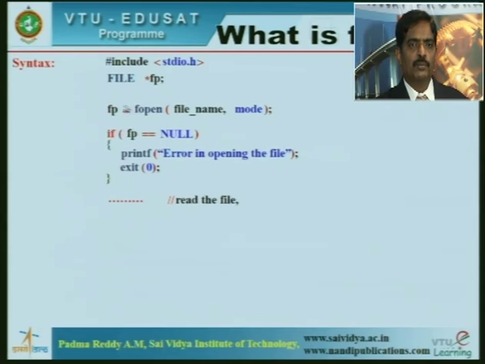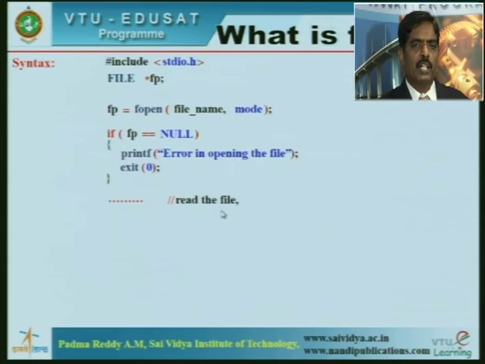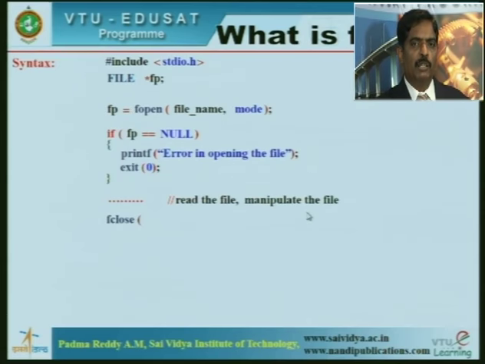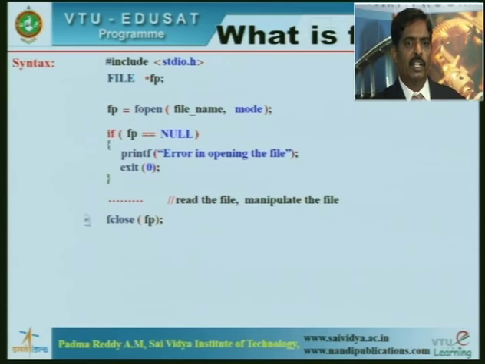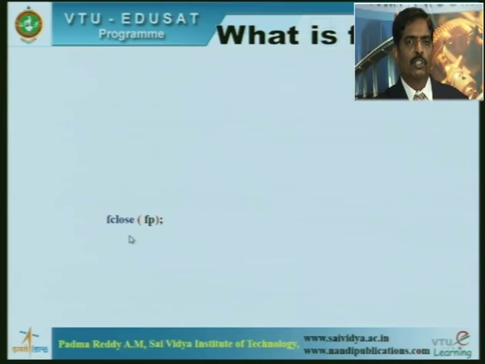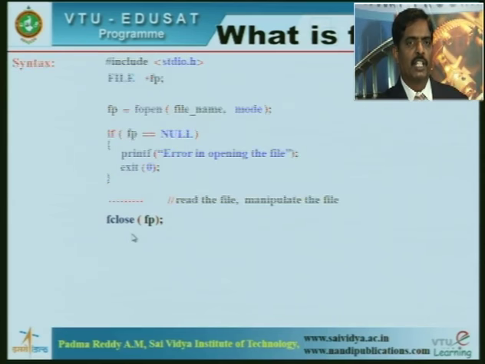Now look here. After opening the file, we read the contents of the file and manipulate the contents of the file. Finally, what we have to do? We have to close the file. The first operation to be performed on a file is file opening, and the last operation to be performed on any file is fclose. Fclose means close the file.